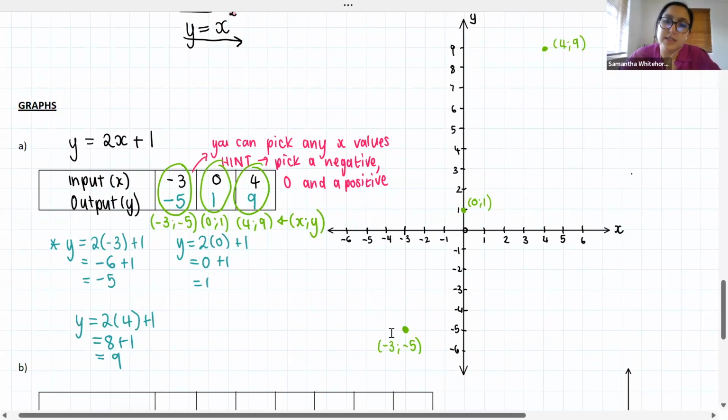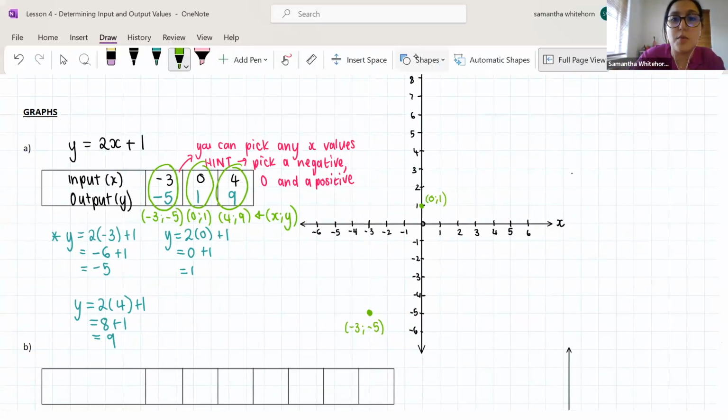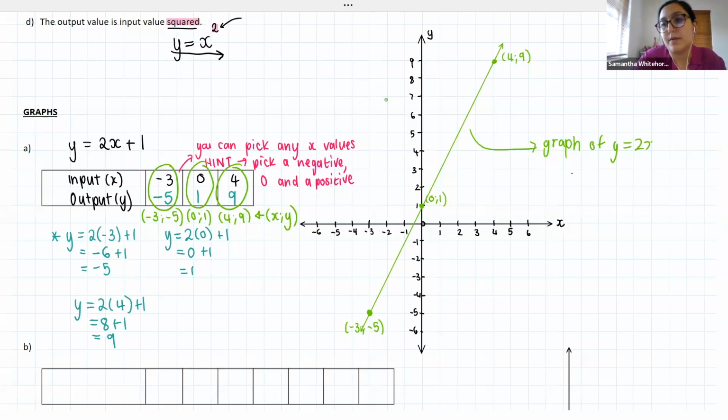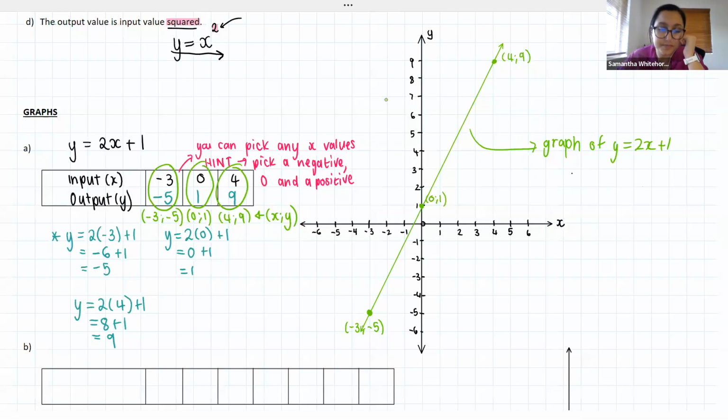Right, and hopefully what you see is that if you follow where these points go, what we have is a graph. Now we can join these points in order to form that graph. If we join those points with a ruler and a straight line, there is my graph of y is equal to 2x plus 1. Now you don't have to write what I've just written down here on your graph. I'm just showing you that the straight line represents that relationship.